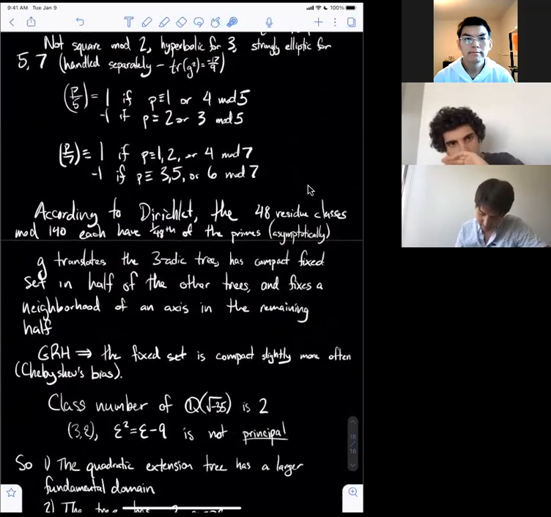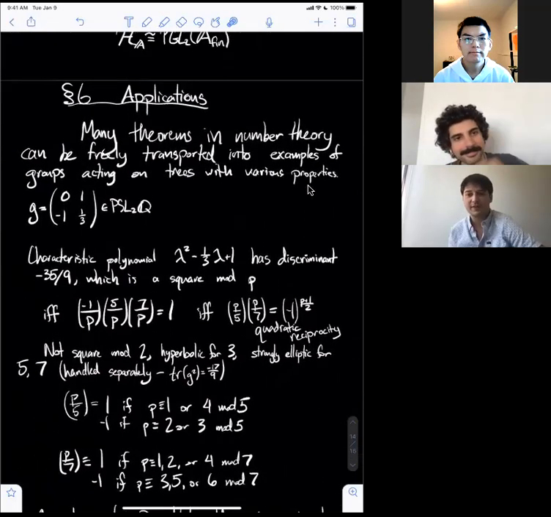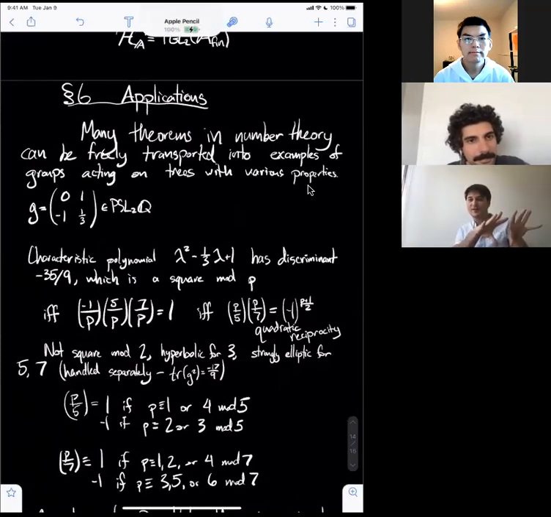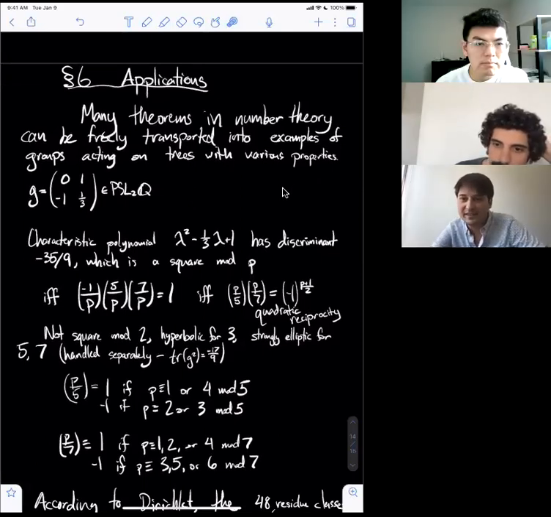I guess this just gives us a bunch of examples of ways to take a theorem of number theory and turn it into an interesting statement about one of these groups acting on these trees. I think I'll end it there. Thank you very much for your attention.